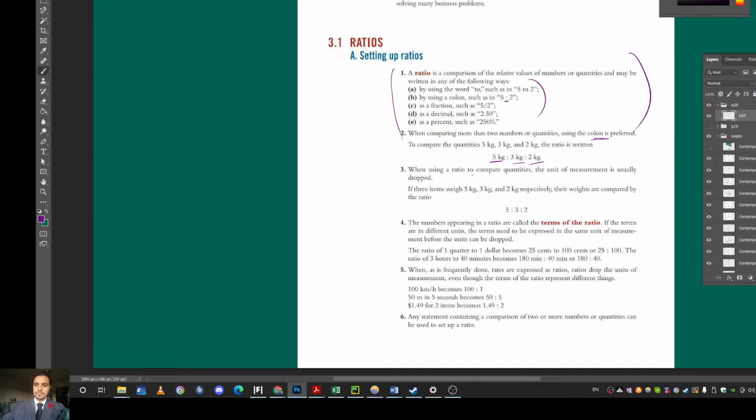The third point is when using a ratio to compare quantities, their unit of measurement is usually dropped. So if everything is already expressed in kilograms, we're all talking about flour and it's all expressed in kilograms, well, we don't need to write kilogram next to it. We know it's all kilograms, so we can just write it as 5:3:2, just like he did here, okay?